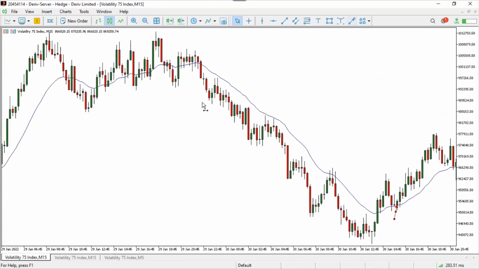Look at it again. I didn't form this thing. The market is there already. You can see. So now we are going to add another extra filter to this.